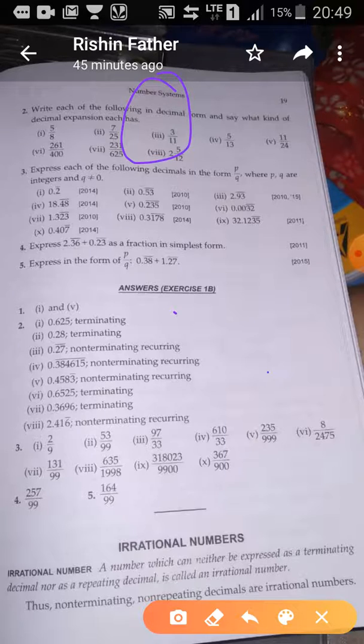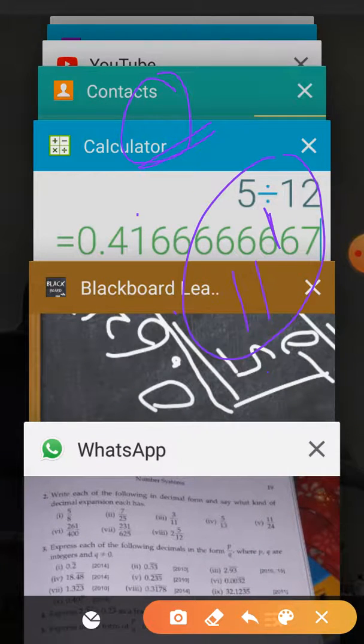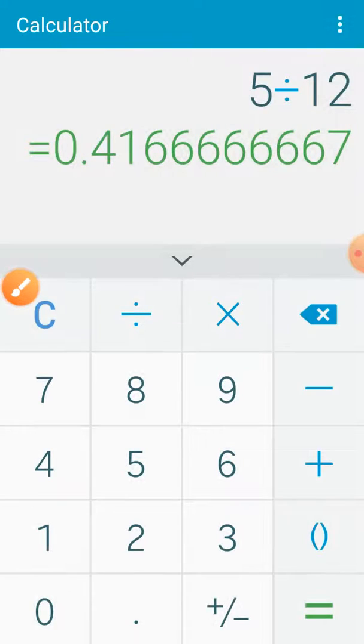So 3 by 11, the thing you see on the screen. 11 you can't prime factorize, so 11 is 11 to the power 1. Yes or no? It doesn't have 2, it doesn't have 5, which means it is non-terminating. Now you are going to divide and check how much 3 by 11 is.